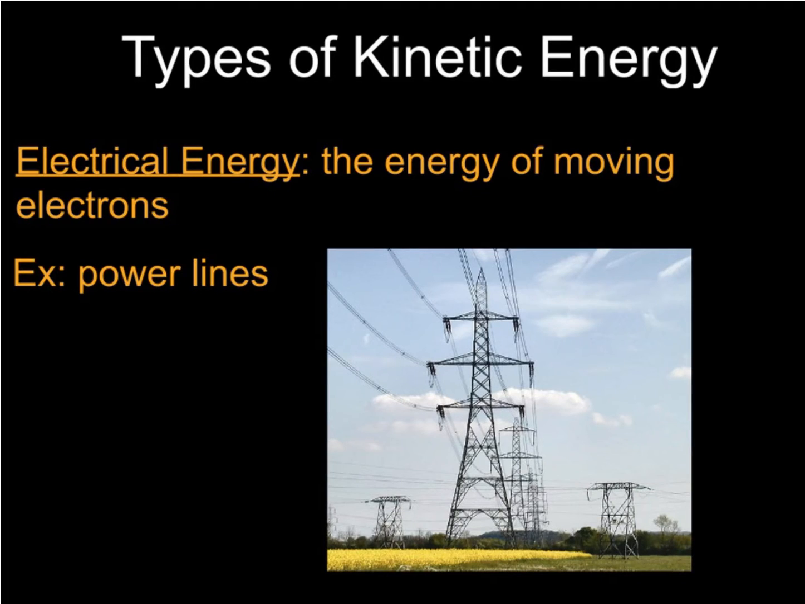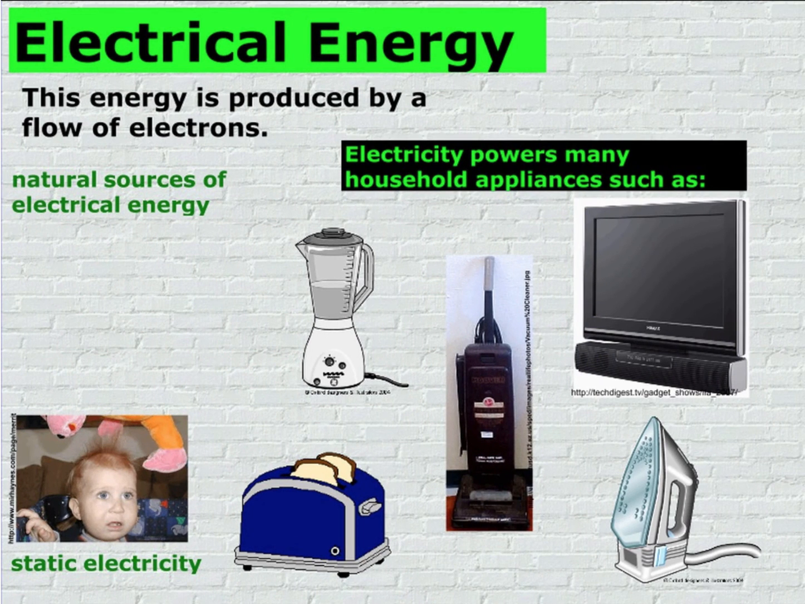All right, our next type of kinetic energy is electrical energy, and this is the energy of moving electrons. An example where you'd see this is in power lines. Everything that runs on electricity, so blenders, toasters, vacuum cleaners, irons, TVs, your iPad, all of those things are powered by electrical energy. And we know it's moving because it is moving through the power lines. It's moving through your power cord. Even static electricity, it wouldn't be much fun if you can't shock somebody, right? And that electricity jumps from person to person. It is a moving energy.